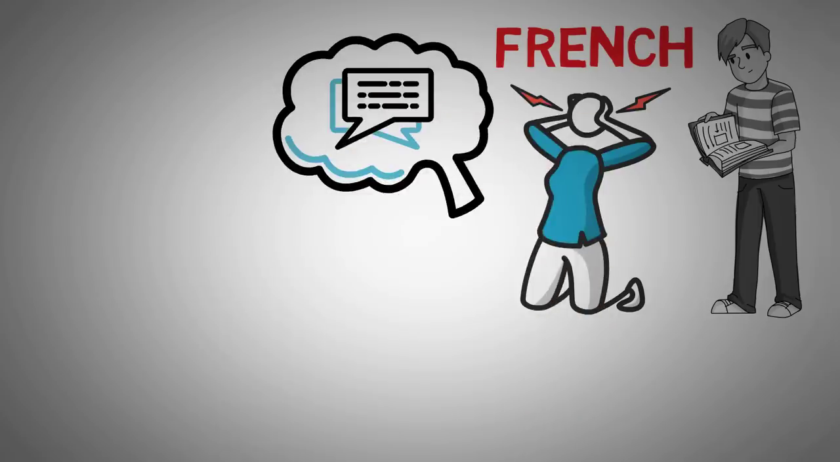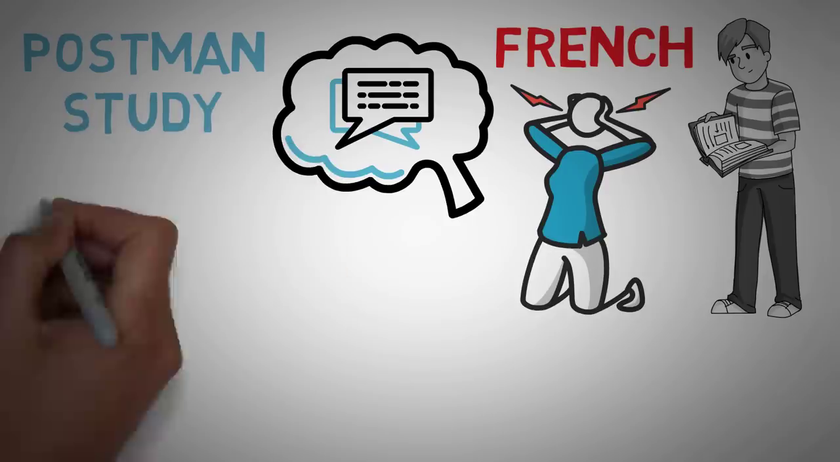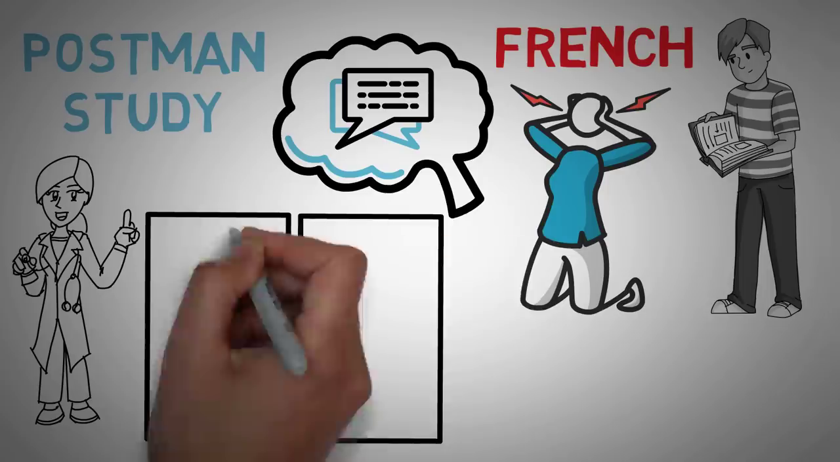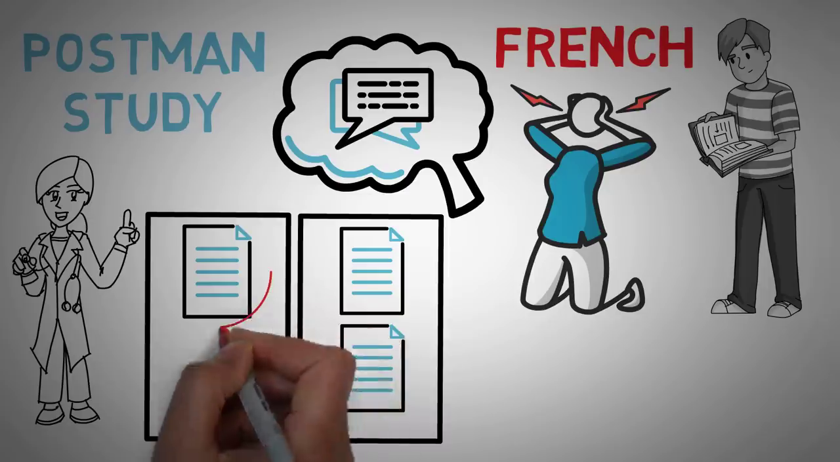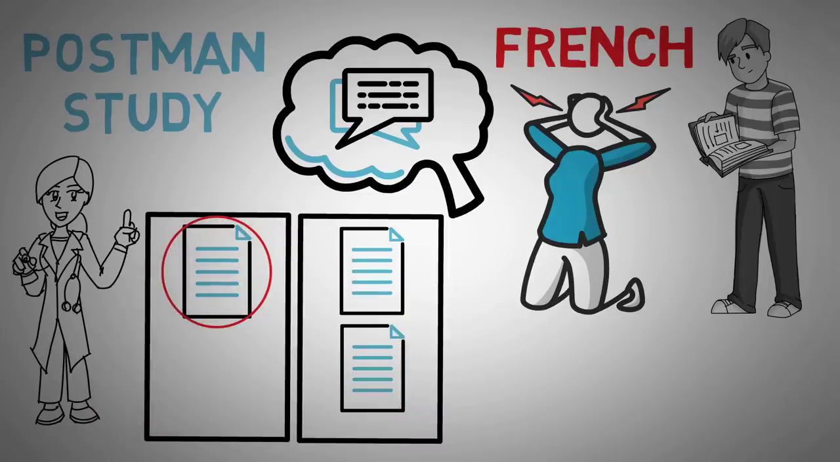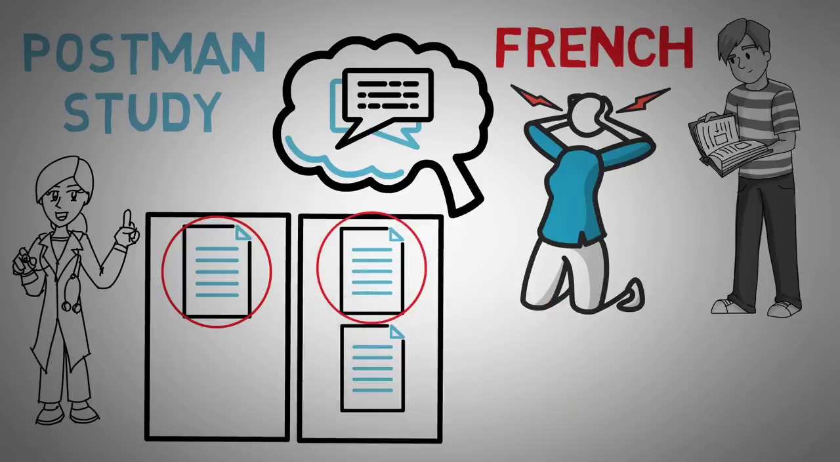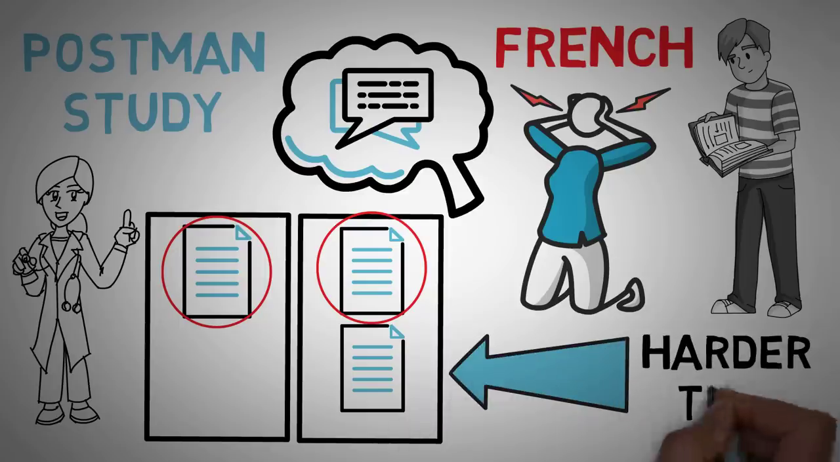Now I want to talk about the Postman study. A study from 1960 is one of the earliest examples of identifying retroactive interference. The study contained two groups. Both groups were given a list of paired words to memorize, while the second group was given a separate list of paired words. And after the second list was introduced, both groups were asked to recall the items from the first original list. Well, the results showed that the group who were given the second list actually had a more difficult time remembering the first list. The new information seemed to have interfered with their ability to recall older information.